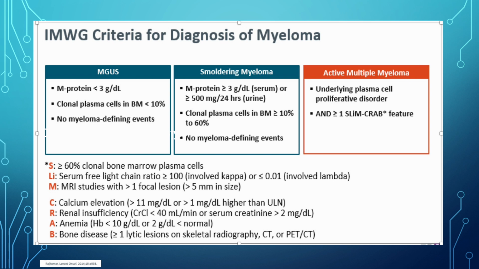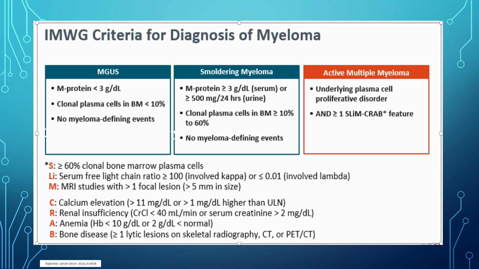So the easier way to remember is that if it's MGUS, it's less than 10%. If it's multiple myeloma, it's more than 60%. And if it's smoldering myeloma, the only thing that's left is the in between one, which is that the clonal plasma cells in the bone marrow are more than or equal to 10% to 60%. So less than 10 is MGUS, 10 to 60 is smoldering, and more than 60 is multiple myeloma. Now, this is one way to differentiate it, and which is the most important thing to remember always.